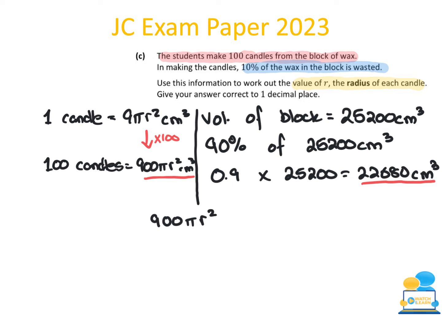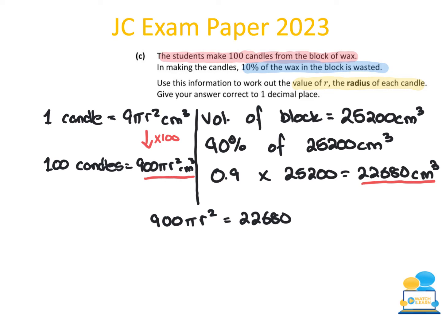So 900 pi r squared is equal to 22,680. Looking at this equation, the only unknown value that I have is r. So I should be able to solve this equation by balancing both sides. Trying to get the r by itself on the left hand side, I need to remove everything else until I can get r by itself.